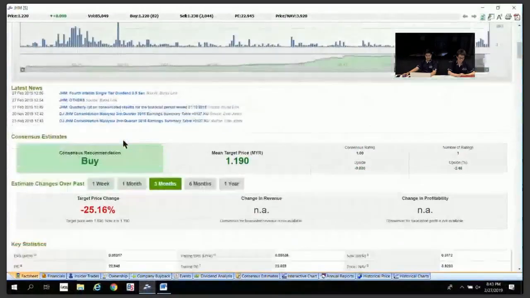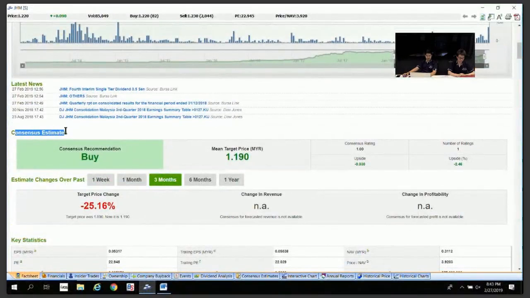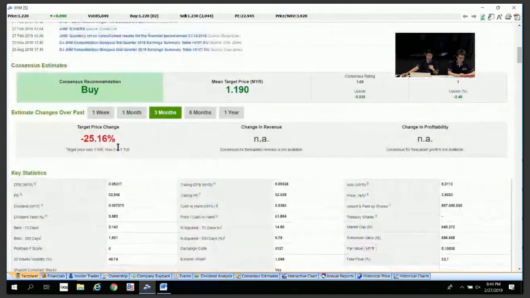And over here is a consensus estimate. This is where the brokers come out with reports whether they recommend a buy or recommend a sell in this counter. Then they also have the mean target price. Means let's say there are 5 brokers, what's the average price that they price this JHM? Then this is an estimate change over the past week.